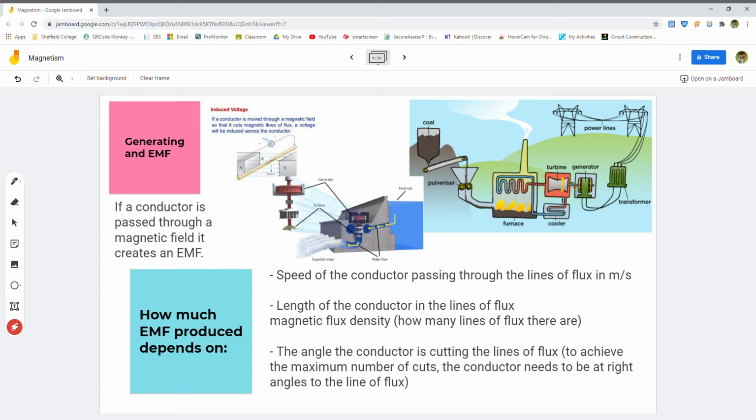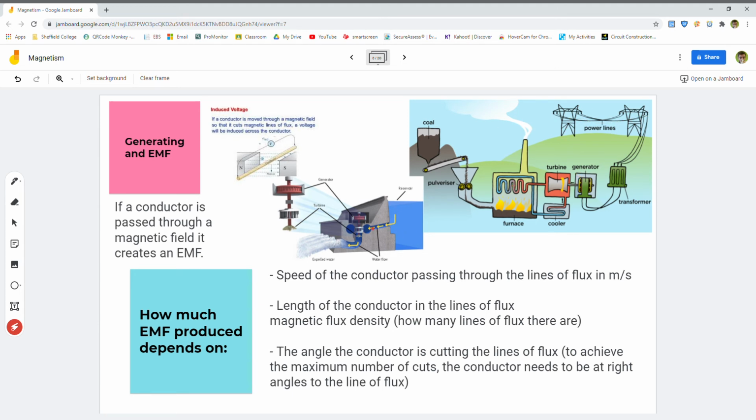The turbine is attached to the conductors and spins the conductors within these magnetic fields, and as it's spinning, it is inducing our EMF within these conductors. This EMF is then transmitted through the national grid to our houses and buildings and stuff like that. So that's the more traditional way of doing it.